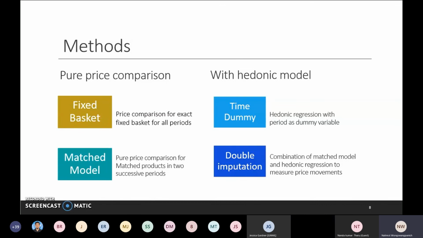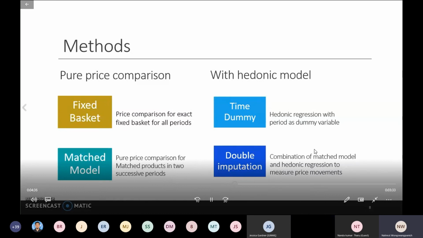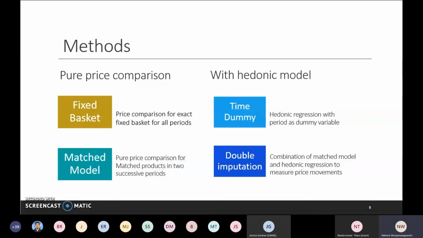Time dummy and double imputation employ a hedonic model, but in different ways. Time dummy is a direct approach, while double imputation is an indirect approach. Time dummy applies hedonic regression with period as a dummy variable. The coefficient of the dummy variable is the index itself, while double imputation is a combination of match model and hedonic regression to measure price movements. It is an adaptation from the work by ABS, so I suggest you refer to the paper from ABS to know the details about the model.